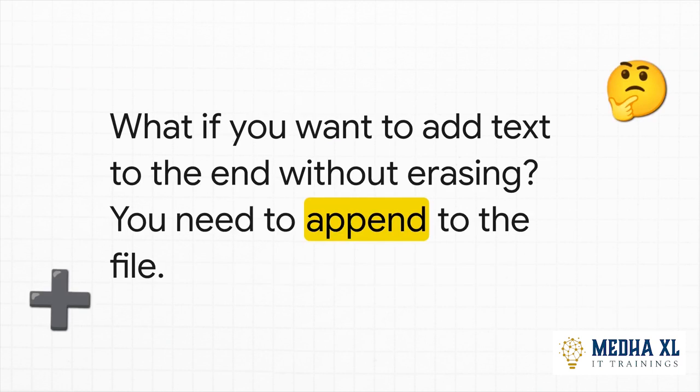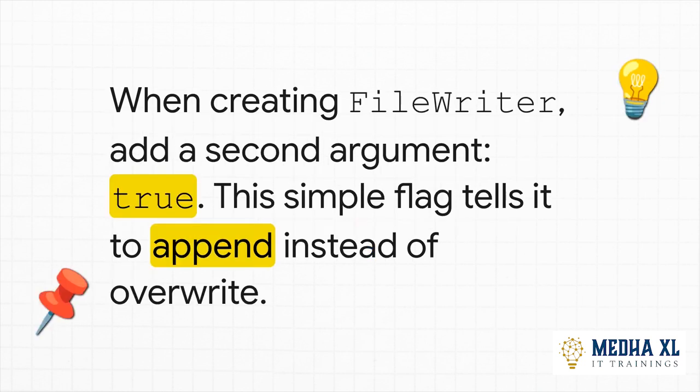But hang on a second. What happens if we run our writing program again? By default, FileWriter is just going to wipe out everything that was already in the file. That's not always what we want. So what if we want to add new info to the end of the file without destroying what's there? That's called appending. And the fix for this is, well, it's surprisingly simple.